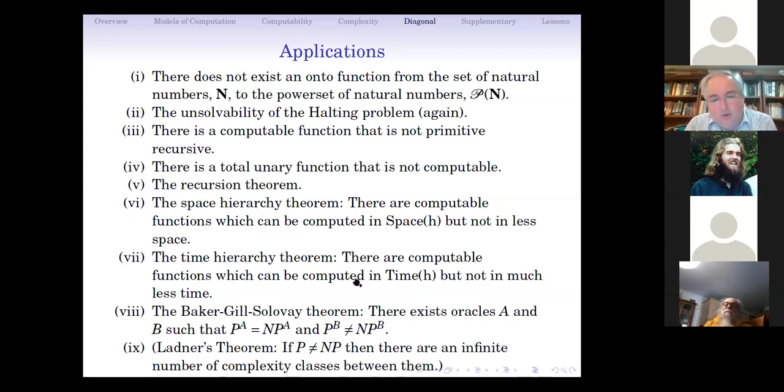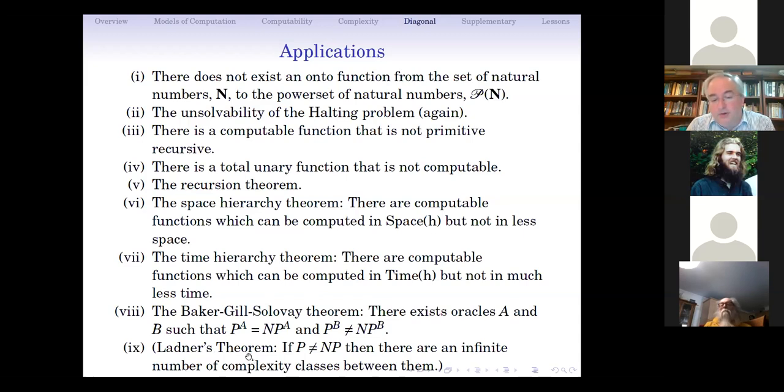We were talking about oracle computation before. I'm not sure everybody knows what it is, but there's the Baker-Gill-Solovay theorem, which says there exist oracles A and B such that P to the A is equal to NP to the A, and P to the B is not equal to NP to the B. This not-equal is done by a diagonalization.